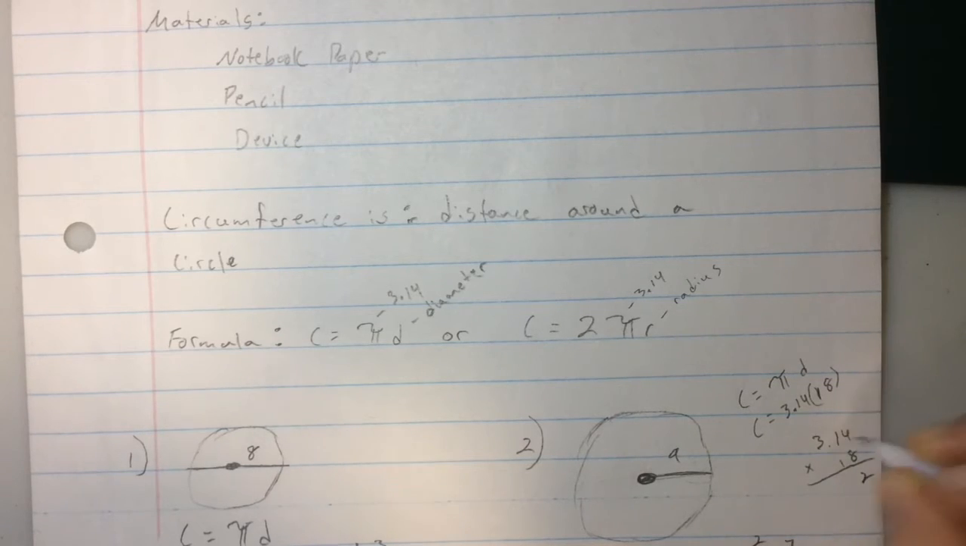8 times 4 is going to give me 32. 8 times 1 is 8, plus 3 is 11. 8 times 3 is 24, plus 1 is 25. 4, 1, and 3. Let's add these up.